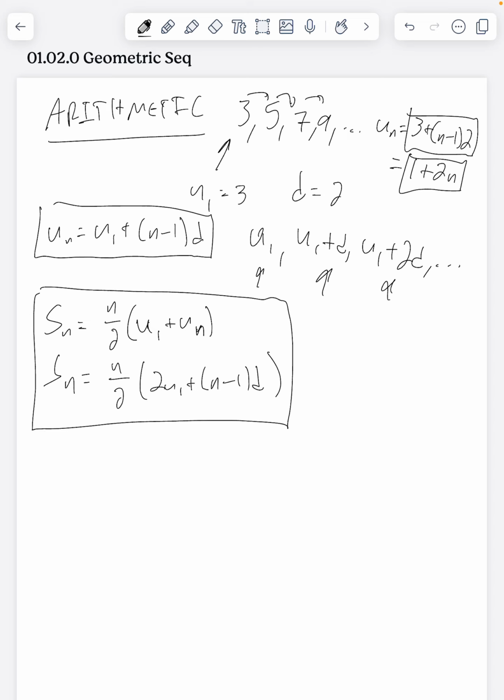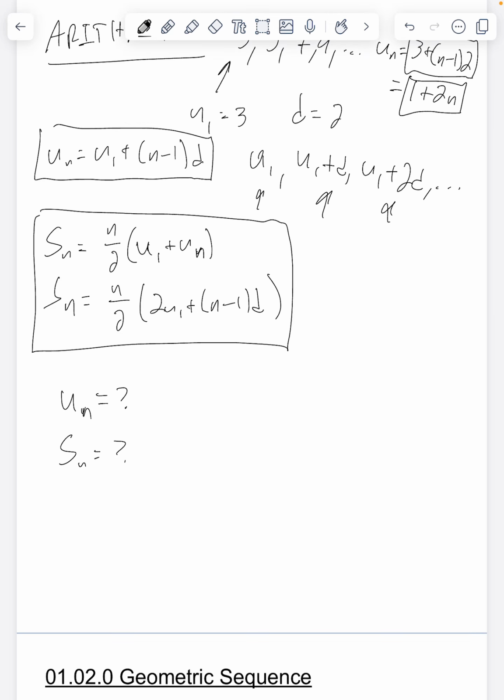And the goal today is going to be to do the same thing, but with a geometric sequence and series. So we're going to say, how do we get un for a geometric sequence? And how do we get Sn for a geometric sequence or series? So remember, just a reminder, for a geometric, it's where you're multiplying every time.